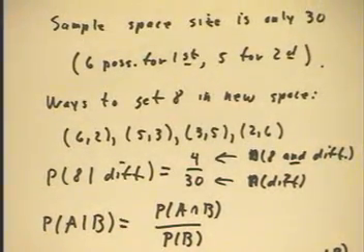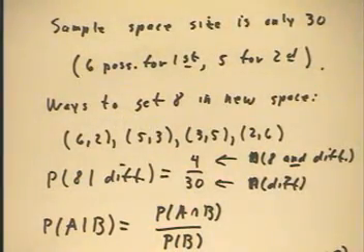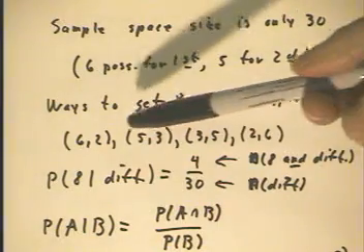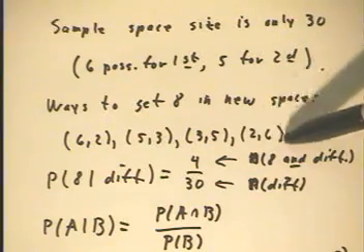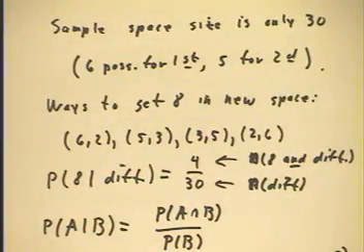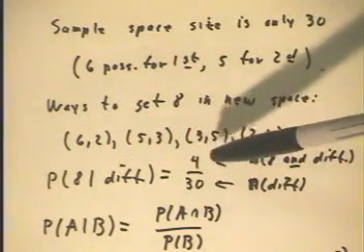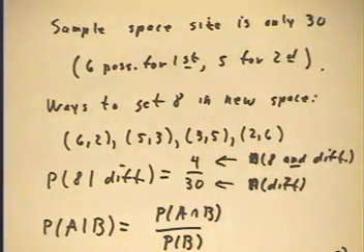Okay, so how many ways are there to get 8 in this new space where none of the dice come out the same? The 2 dice come out different. Well, we can get 8 by a 6-2, by a 5-3, by a 3-5, or by a 2-6. So the probability of 8, given that the things are different, is 4 out of 30. Okay?